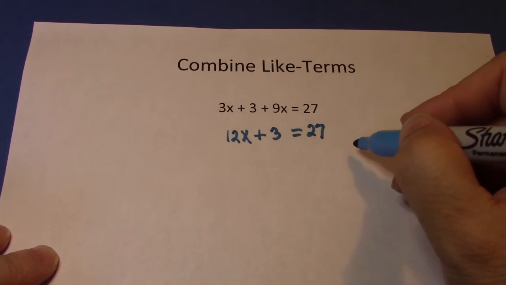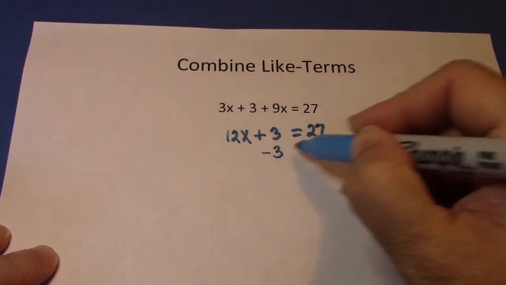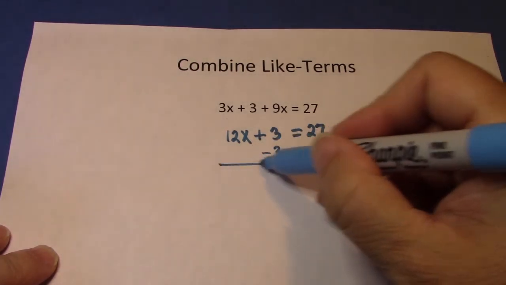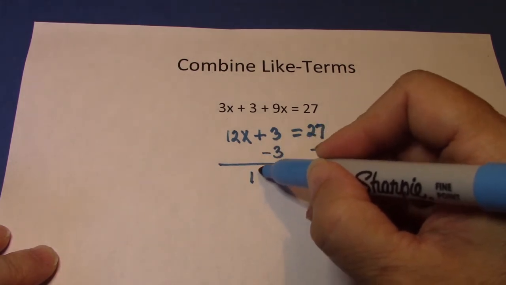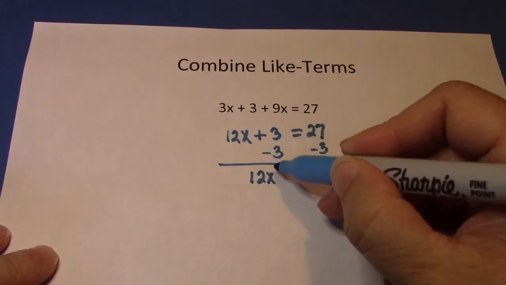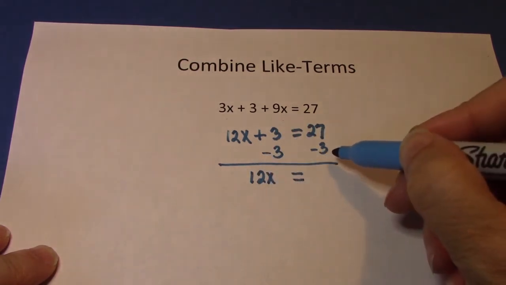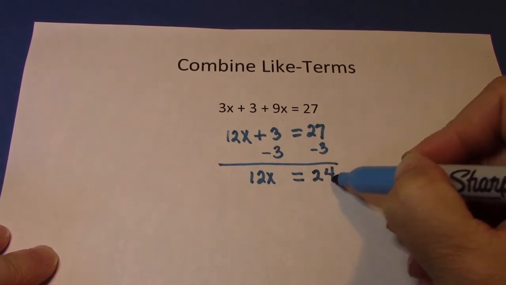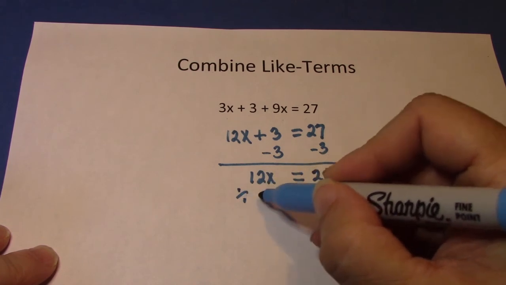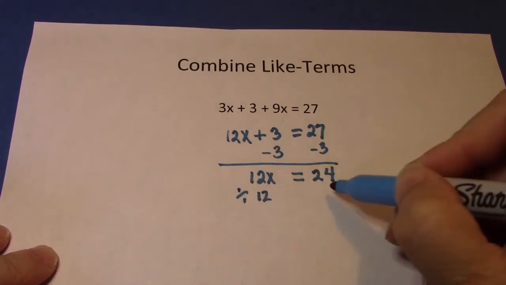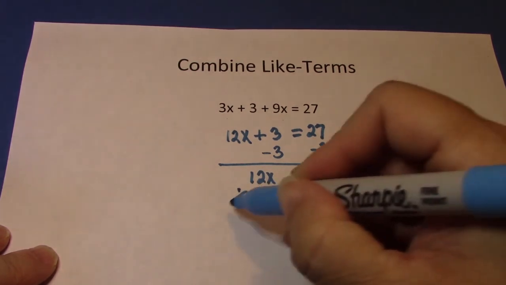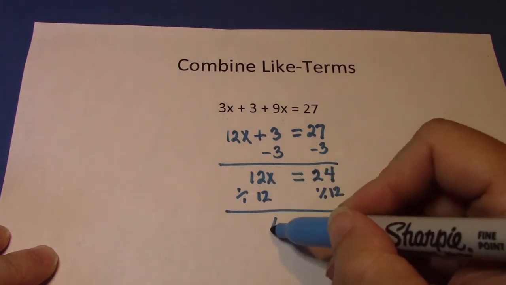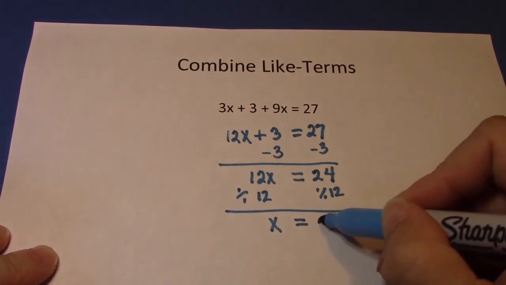So now let's subtract 3 from both sides. That cancels out this side. We're left with 12x on that side. 27 minus 3 is 24. Now let's divide both sides by 12. And we'll get just x here equals 2.